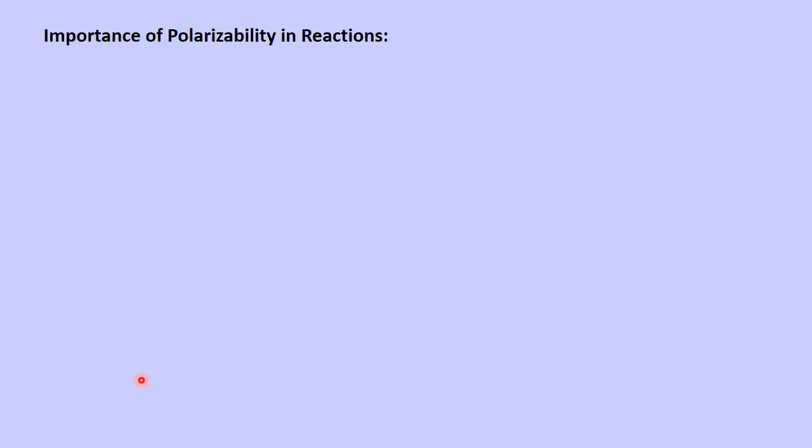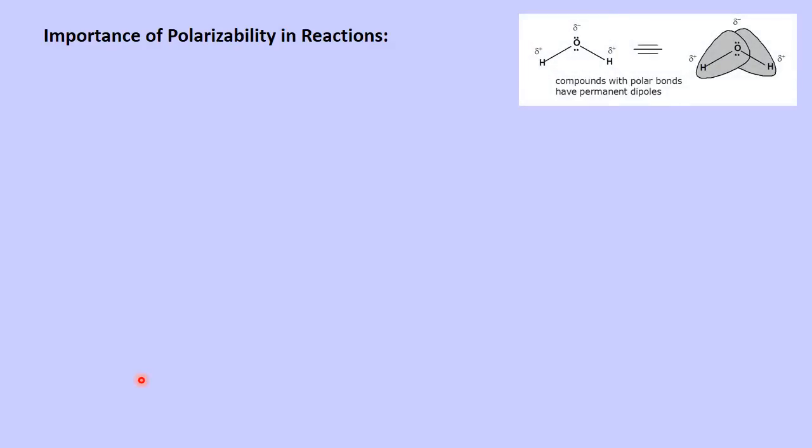The importance of polarizability in reactions. I made reference to polarizability before. Let's see if we can explain it here. So let's start with the familiar compound water. Water has a permanent dipole, which means that there is a delta positive hydrogen and a delta negative oxygen. You see this shared pair of electrons in the oxygen to hydrogen sigma bond, we know is not shared equally. It spends most of its time near the oxygen and only occasionally near the hydrogen.